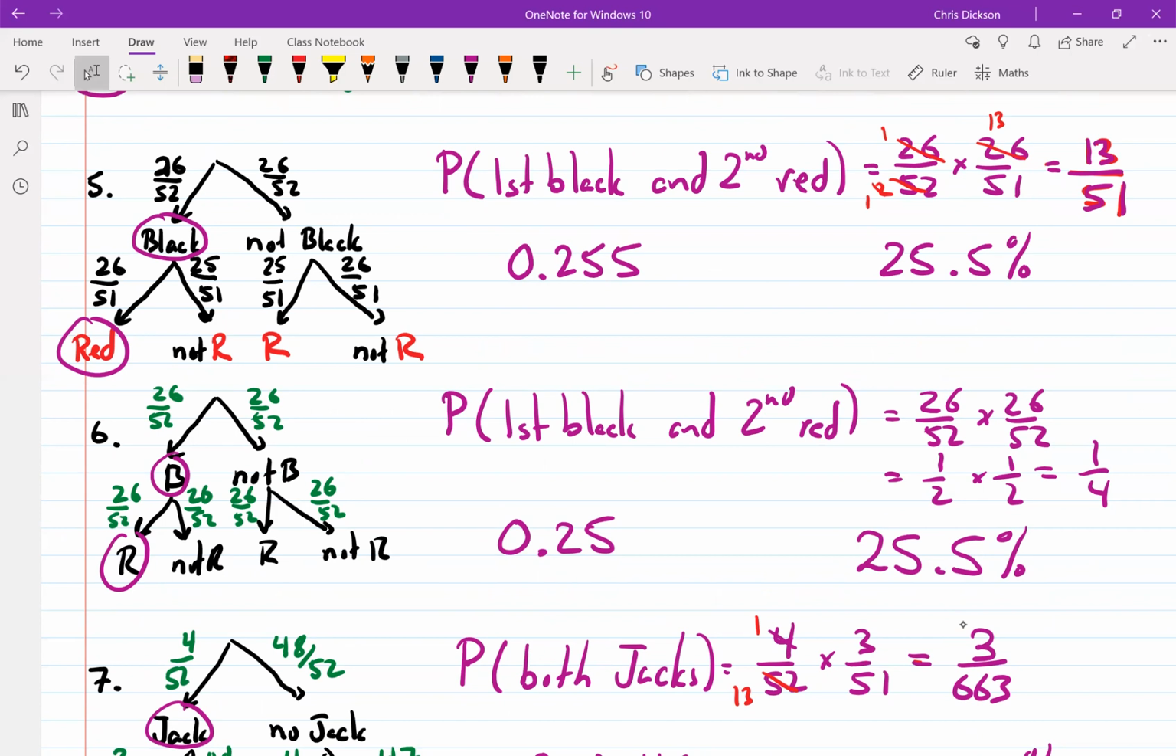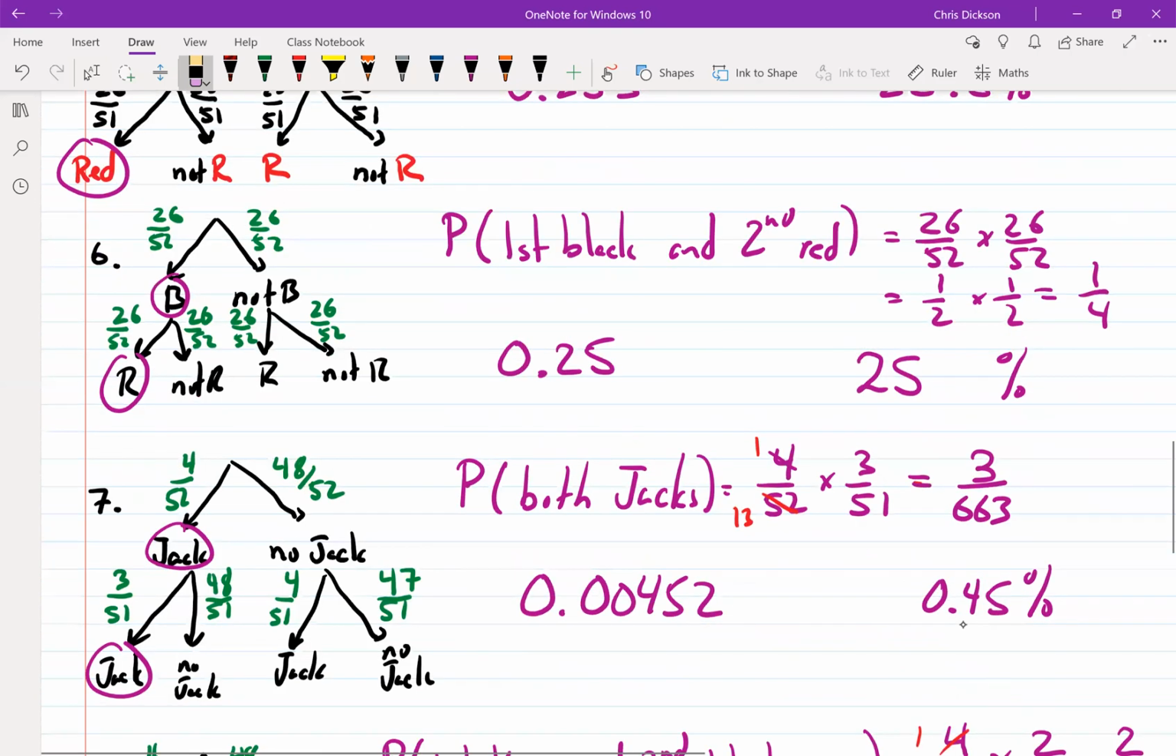Question number 6 shows with replacement, same question really, black and then red. So 26 divided by 52 for the black card, and then for the red card, 26 red cards also divided by 52 because you put the first card back into the deck. And you can see that the probability works out to be a bit different here. Actually, I made a mistake here. I just should change that. This should be just 25% there. So I noticed that between question 5 and 6, there's a slight difference, and that's because you didn't replace the card.